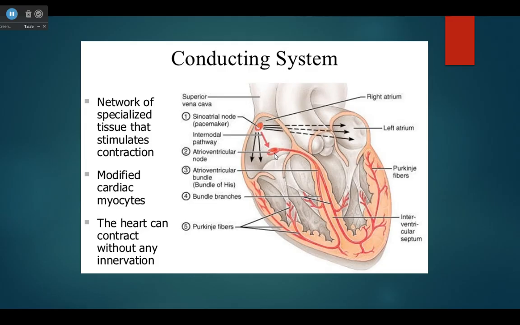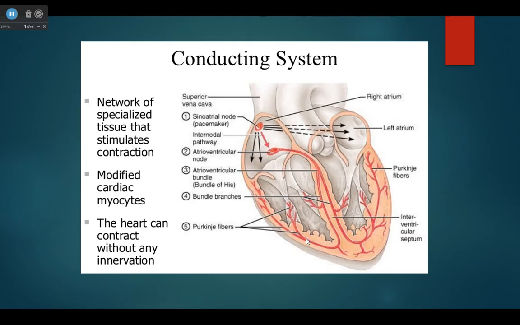It goes to the AV node, where it's going to stall to allow for the atria to contract. Then we go through the bundle of His, or the atrioventricular bundle. Once it gets to the interventricular septum, it will split into the left and the right. So the left and the right AV bundle branches. Once it gets to the apex, it does a U-turn to what are called the Purkinje fibers.